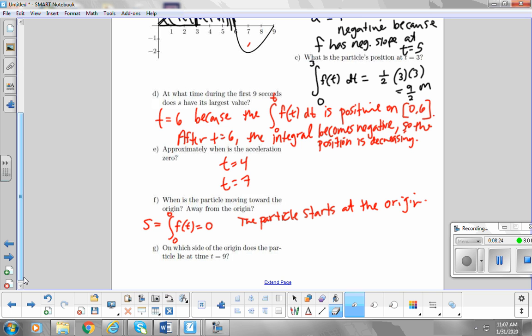So there's two questions. When are you moving toward the origin? You're moving toward the origin from 6 to 9. And when are you moving away from the origin? From 0 to 6.